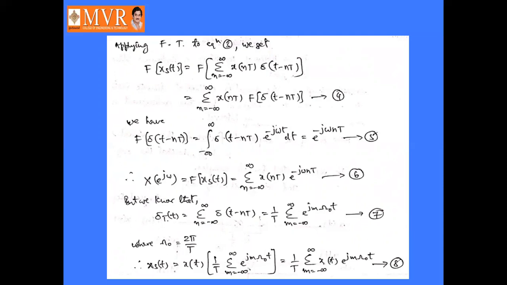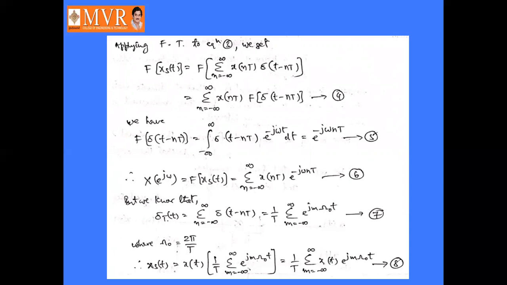So therefore X(e^(jω)), which is the Fourier transform of xs(t), is equal to Σ from n = -∞ to ∞ of x(nT) e^(-jnωT). That is equation number 6. But we know that δT(t), which is Σ from n = -∞ to ∞ of δ(t - nT), is equal to 1/T Σ from m = -∞ to ∞ of e^(jmω0t). Let it be considered as equation number 7, where ω0 is 2π/T, or 2πf.